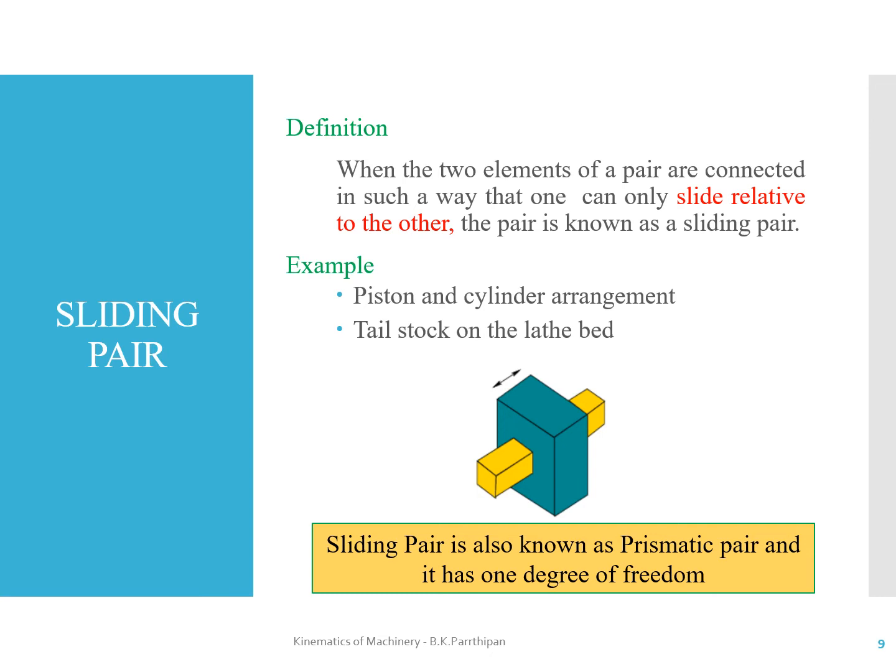So let us consider this example. This is one square block having a square hole. In that square hole, I am going to insert one square shaft. So it is going to produce a sliding motion. So this sliding bar or square bar and this square plate will form a sliding pair. Sliding pair is also known as prismatic pair and it has 1 degree of freedom.